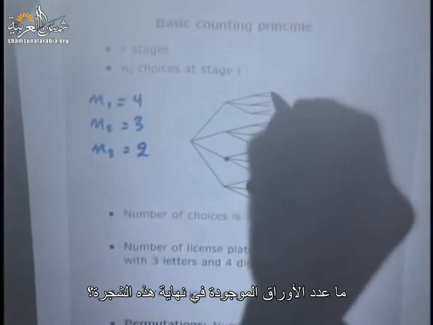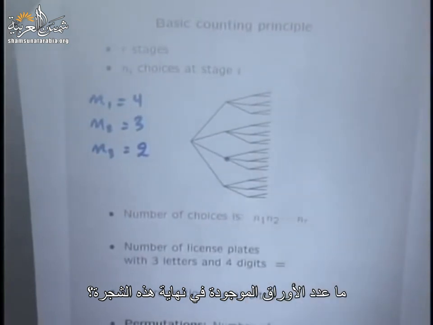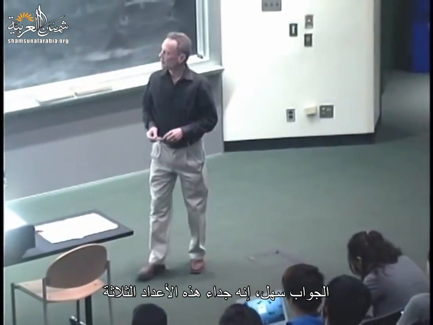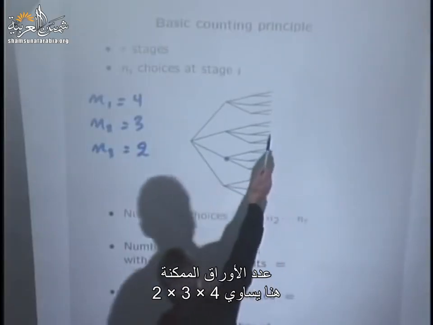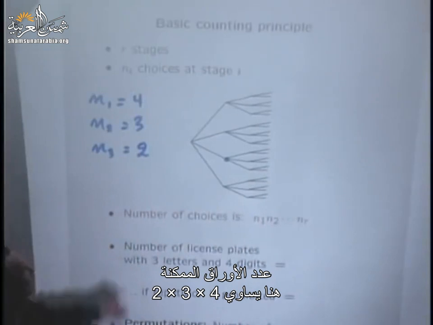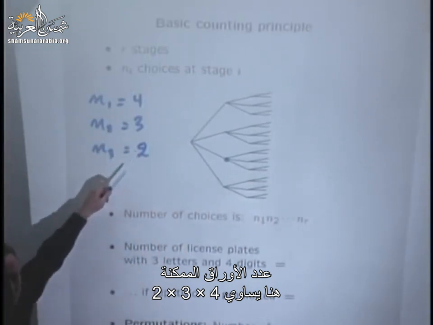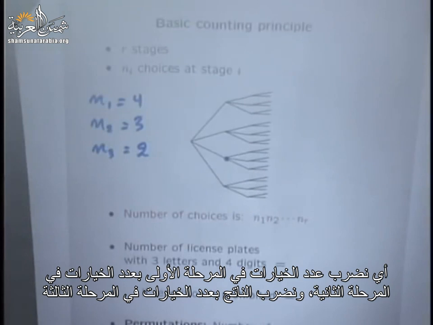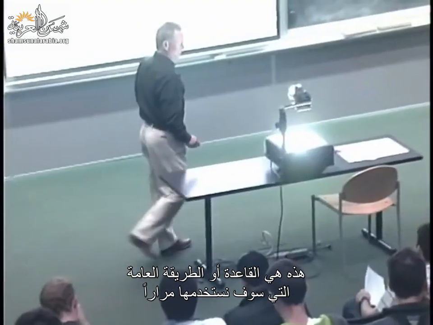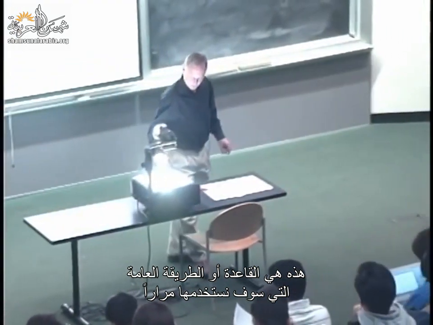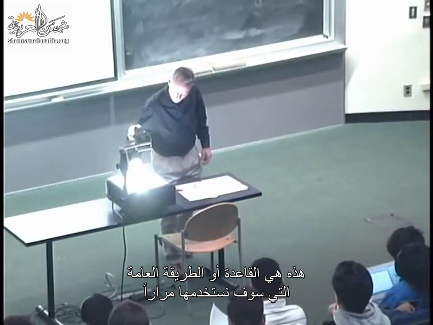So how many leaves are there at the end of this tree? That's simple. It's just the product of these three numbers. The number of possible leaves that we have out there is 4 times 3 times 2. The number of choices at each stage gets multiplied, and that gives us the number of overall choices. So this is the general rule, the general trick that we're going to use over and over.